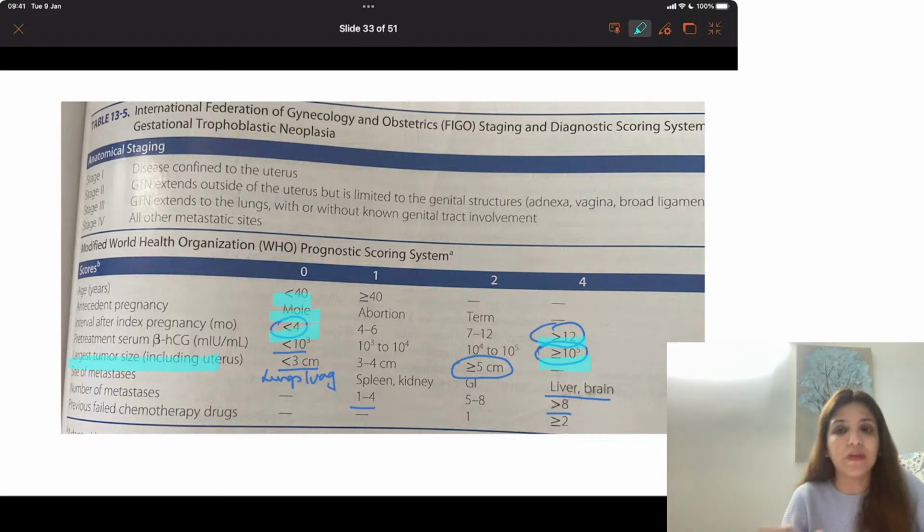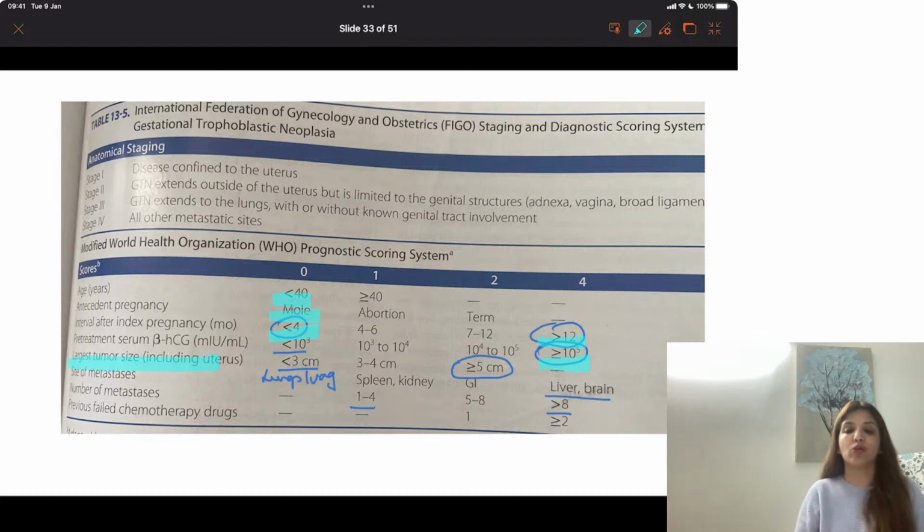Right? And if there is no previous history of failed chemotherapeutic drugs in the past, it is no risk or low risk, and if there is a history of previous antecedent failed chemotherapeutic drugs, then it is high risk. So you just have to remember low risk and high risk. You don't have to mug up this table as such. You simply remember the low risk category and remember the high risk category.